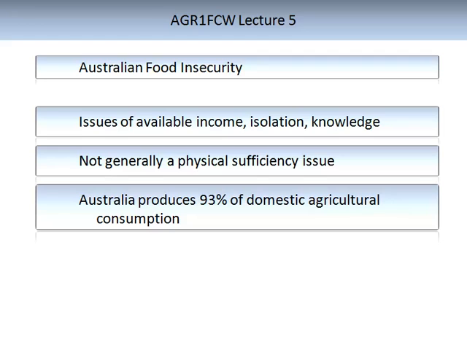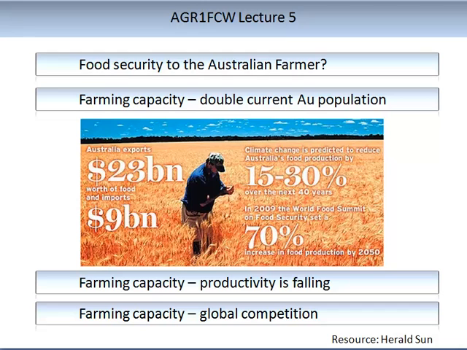Australia produces 93% of domestic agricultural consumption. Looking at this statistic, you wouldn't think there was an issue of full food insecurity in Australia. So what does food security to the Australian farmer look like?